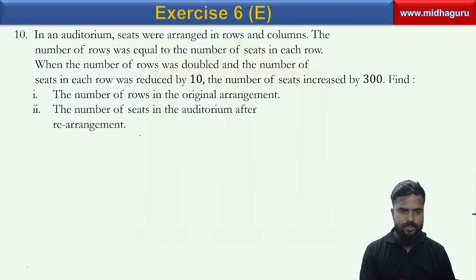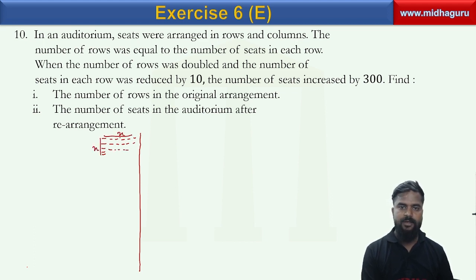So what we are supposed to do is first of all understand that there are so many rows of chairs, and each row also has some chairs. These are the columns. So what the question says is, these rows, let us say they are x, are equal to the number of columns, which will also be x. So the number of seats originally would have been x in each of x rows, that is x into x, which would be x squared.